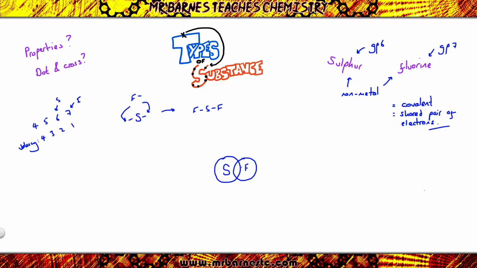Draw my circles with my overlaps, put a dot and cross in for every single bond, and then make sure I have 8 electrons. Sulfur now has 8, and fluorine's only got 2 there, so I need to add another 6 in, and the same on the left hand side. My formula is therefore SF2.